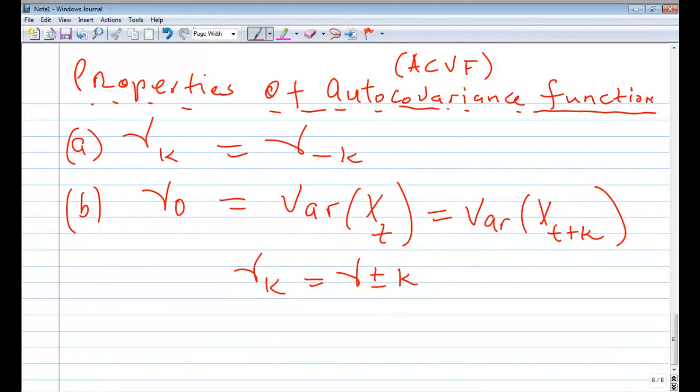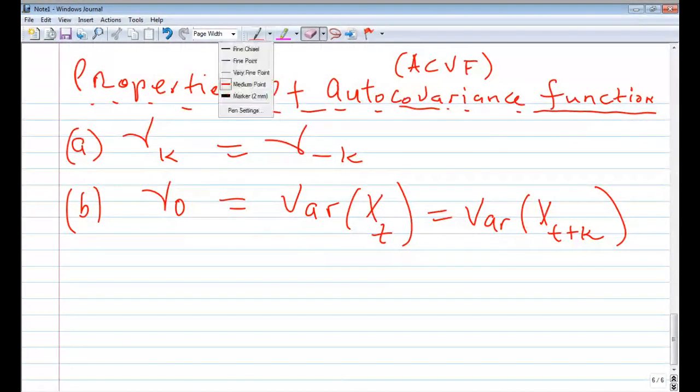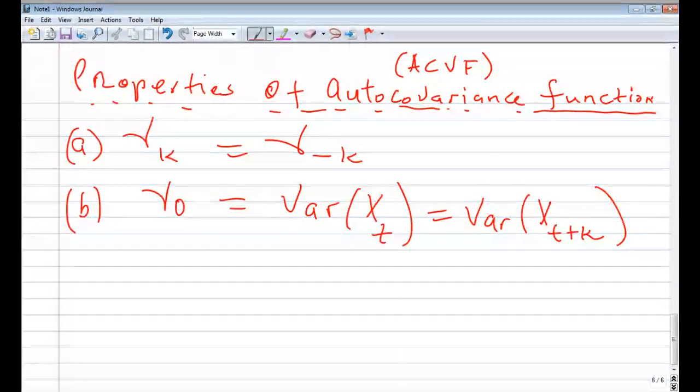Gamma k is equal to gamma of plus or minus k. In other words, when they use both plus and minus, they're recognizing that you can use all of them at the same time, or you can use them separately. It doesn't have any effect in time series. So in our case, we're saying gamma k is equal to gamma of minus k. Somebody will use a minus value and another one will use a positive value, you get the same answer. We don't differentiate them. They're the same.